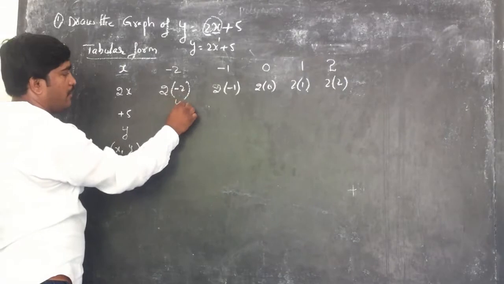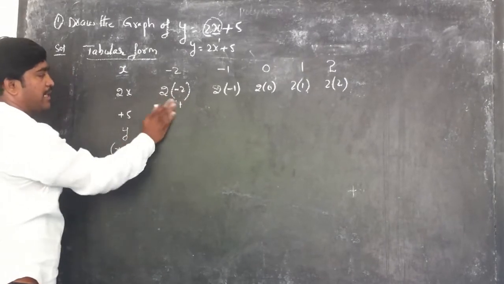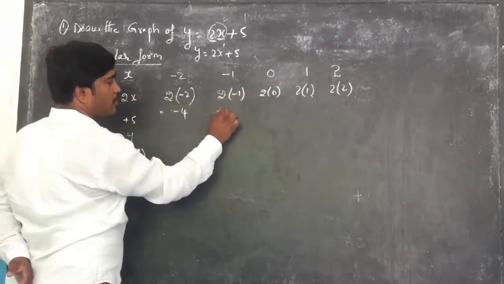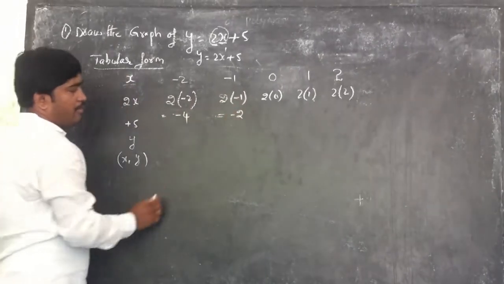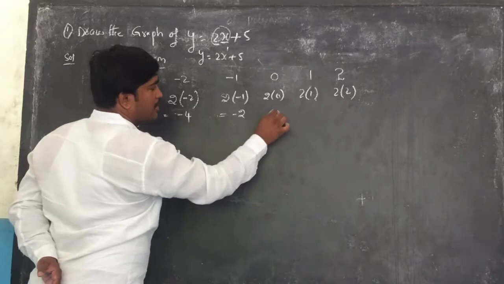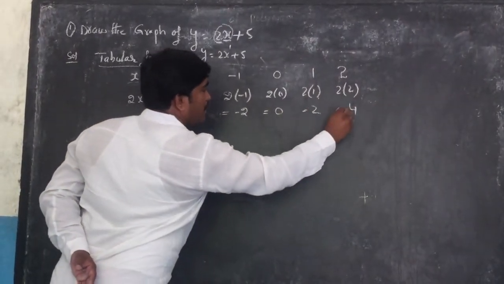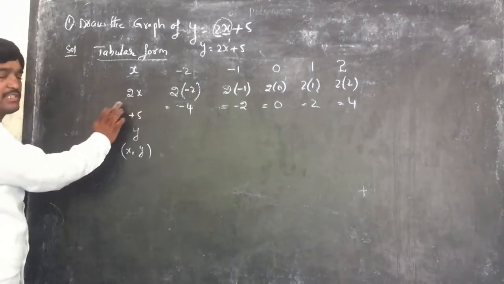Now 2 twos are 4, and it is minus, so I can take -4 here. Now 2 ones are 2, this is also -2. Now 2 zeros are 0. 2 ones are 2, and 2 twos are 4. Now the 2x values are completed.